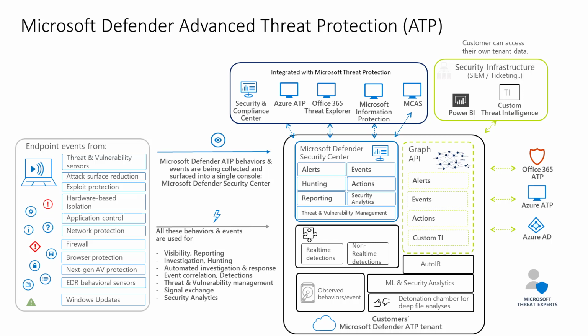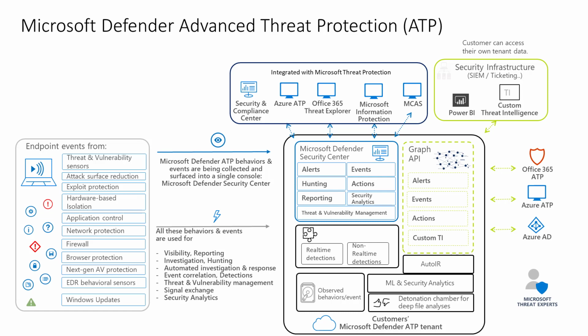What's really awesome here is the yellow box on the right side where it says Graph API, and then Security Infrastructure right above it. The Graph API allows us to pull data out of Defender ATP and maybe put it into your SIEM, or put it into Power BI, or some other custom threat intelligence platform that you have, or a ticketing system, and be able to enrich it even more, which I'm pretty excited about.